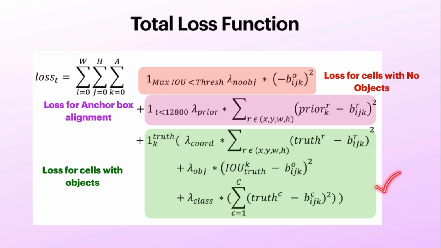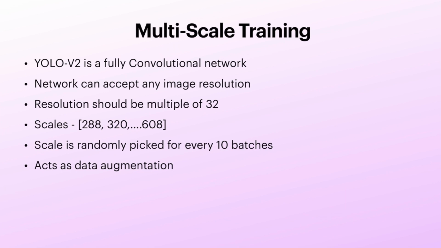Now that we have finished the loss function, we will see how the training happens. In YOLO-V2 they have started multi-scale training because we saw that YOLO-V2 is a fully convolutional network. We removed the fully connected layer. So without that fully connected layer, we can give any number of input resolutions. We can change the input resolutions. The network can take any input image resolution, but we need to make sure that the resolution is a multiple of 32, because the network is downsampling from 416 to 13 by 13, which is 32 times. So it is reducing the feature map by 32 times. So the resolution also should be a multiple of 32.